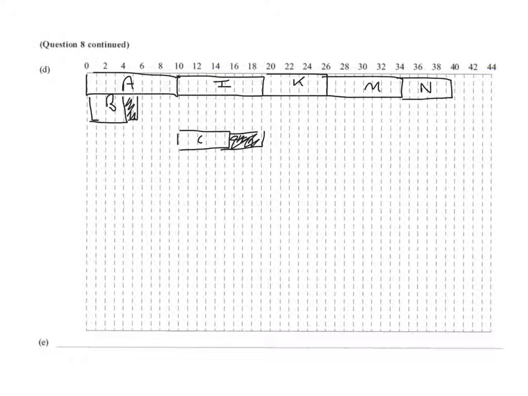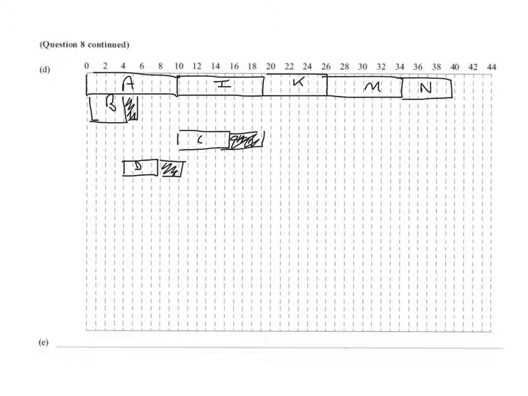What about activity D? The earliest start time for activity D is after 4 days. The length of activity D is 4, so that goes up to 8. And the latest finish time is 10. So D needs to go up to 10. I'm going to keep emphasising you must draw this with a ruler and you must be accurate. This is activity D.